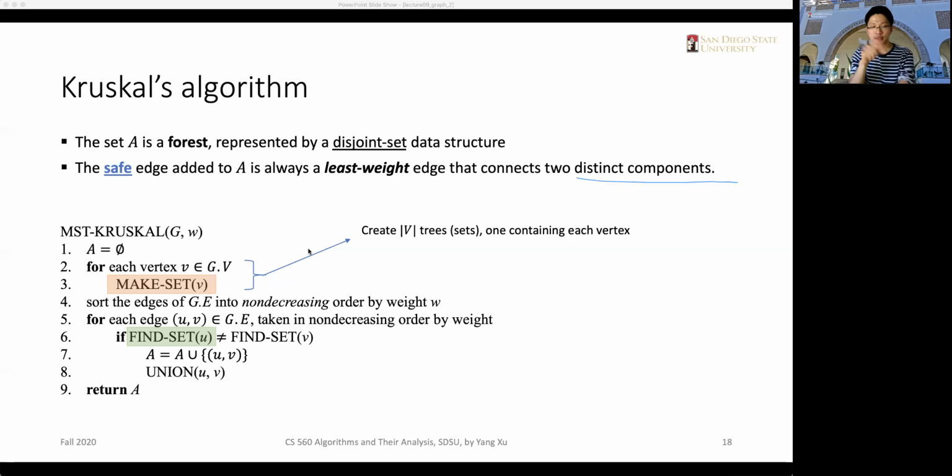Okay, and at line 4, we need to sort all the edges into an increasing or non-decreasing order by their weights. That is very important. Okay, we need to sort all the edges. Okay, and those sorted edges will be used in the next for loop, the second for loop, starting from line 5, which iterates over all the edges, but the iteration takes a non-decreasing order.